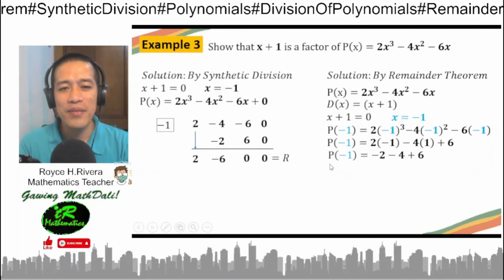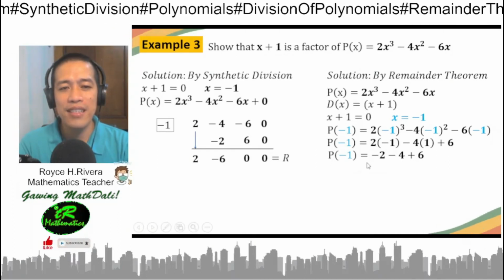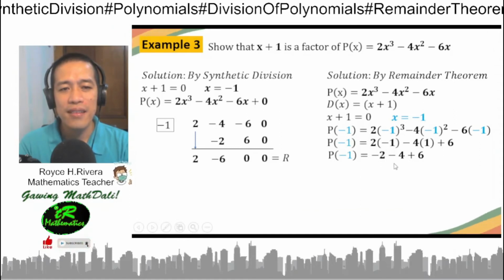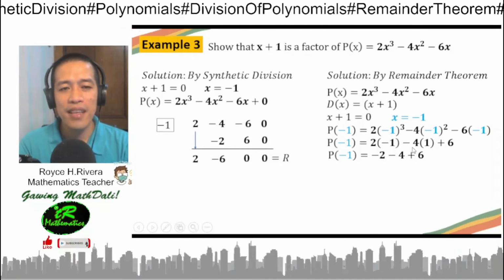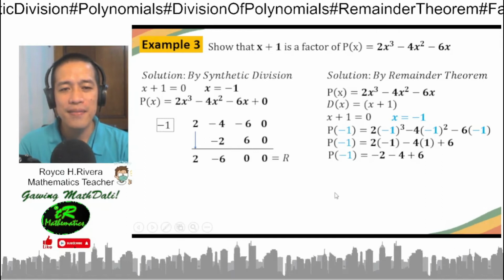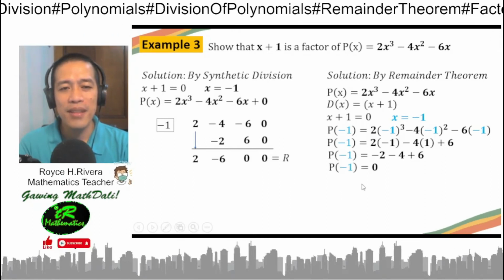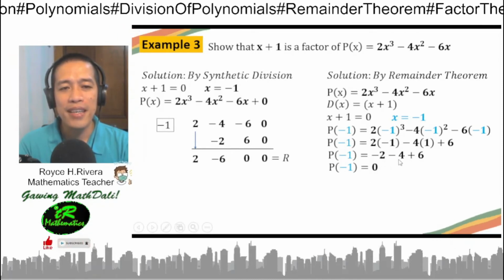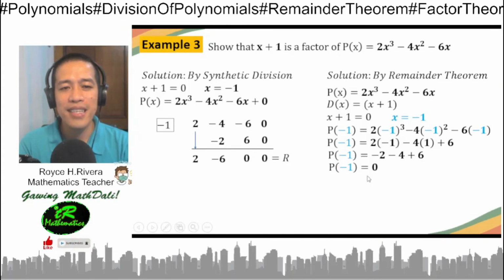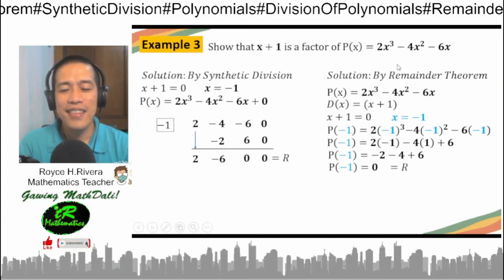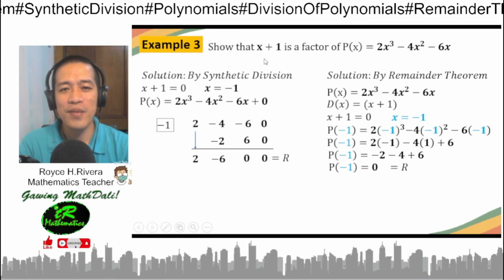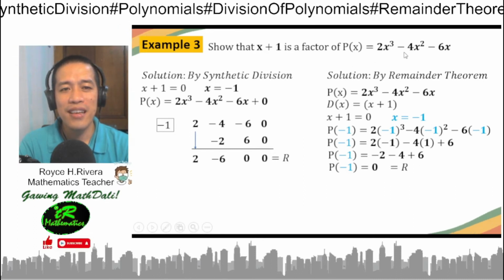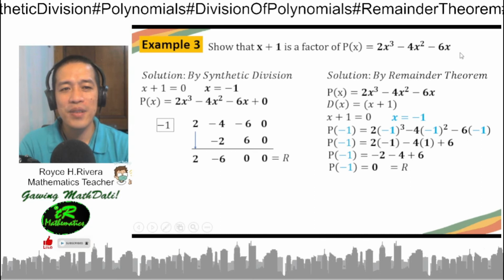To continue, we will have p of -1 is equal to -2, the product of 2 and -1, minus 4, the product of -4 and 1, plus 6. And finally, we will obtain p of -1 equals 0. -2 minus 4 is -6, plus 6, 0. So we have shown that x plus 1 is a factor of the polynomial p of x equals 2x raised to 3 minus 4x squared minus 6x.